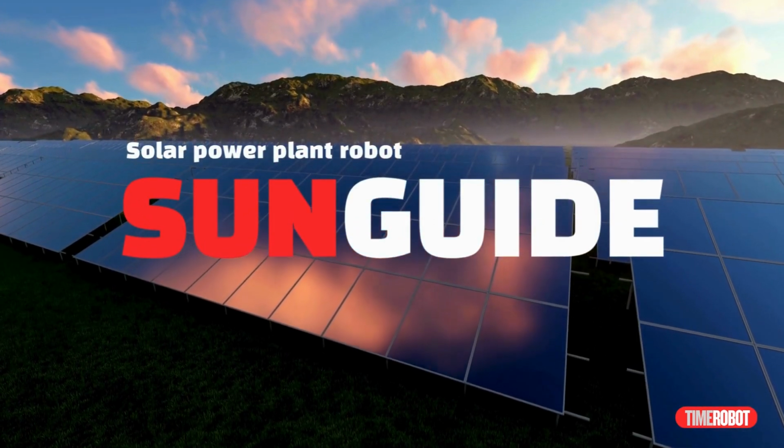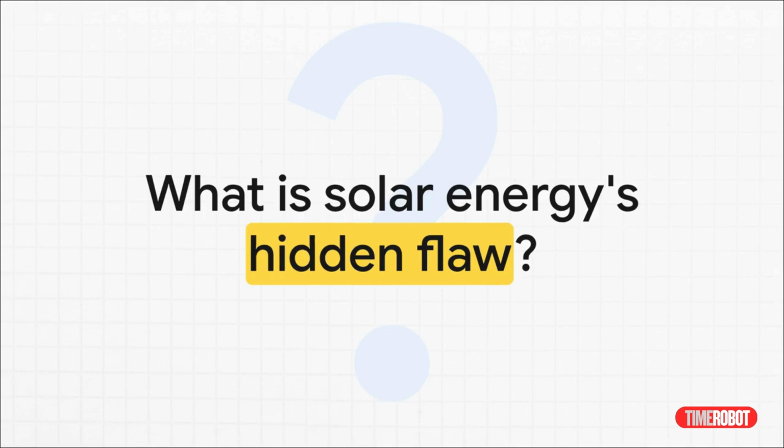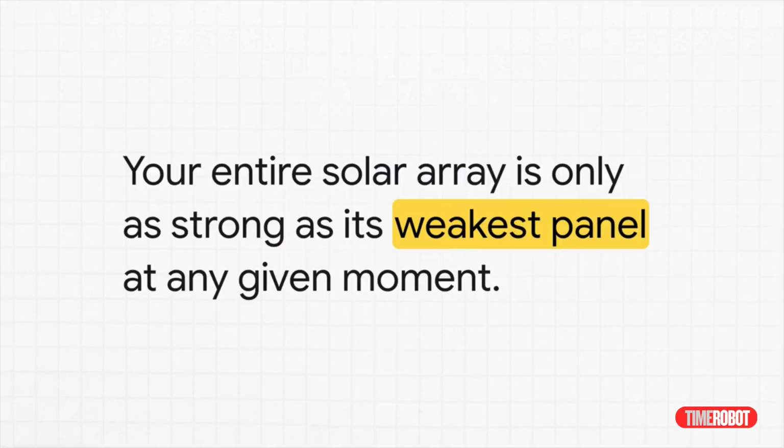So, to really wrap your head around why this technology is such a potential game changer, we first have to ask a fundamental question. What exactly is solar energy's hidden flaw? Well, it all boils down to a very simple and honestly kind of brutal principle. You might have heard of it, the weakest link effect. Your entire solar array, whether it's a few panels on your roof or a massive solar farm stretching for miles, is only ever as strong as its single weakest panel at any given moment.